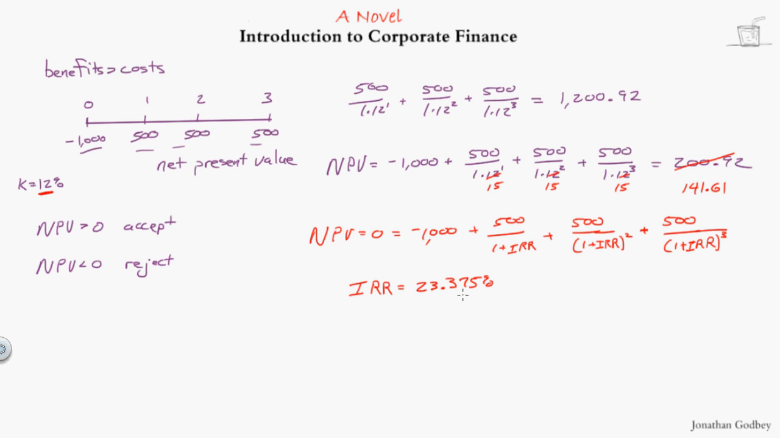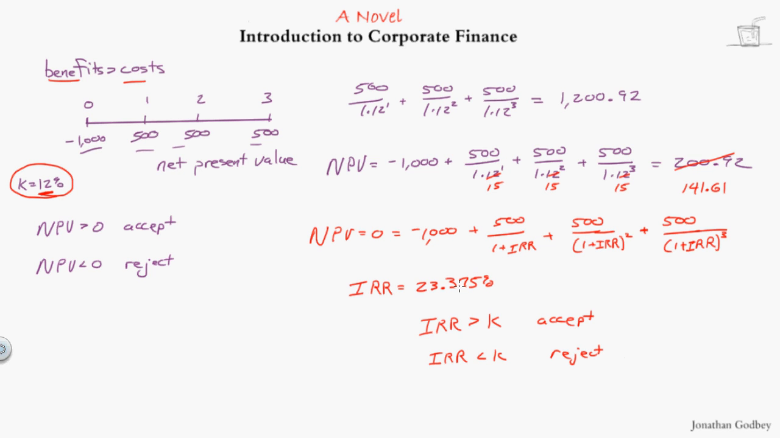What does that mean? That means as long as my discount rate, or my cost of capital K, is less than 23.375%, then net present value will be positive. Because if it's 23.375, net present value is 0. Lower the rates, present values go up. So my rule is if the internal rate of return is greater than my cost of capital, I accept the project. Another way to think about that, if my return is greater than my cost, benefits greater than cost, I do it. If the internal rate of return is less than K, then I reject.